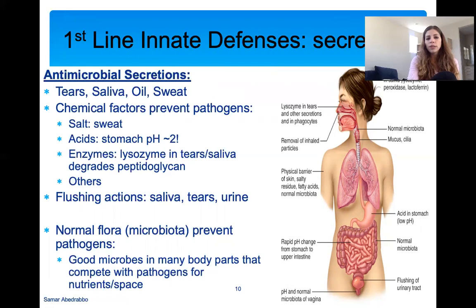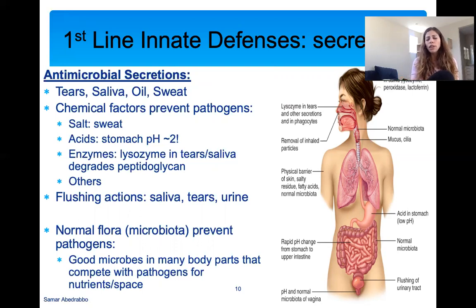And also when we look at sweat, for example, sweat is very salty. And remember, we learned that most bacteria don't like growing in hypertonic environments. Your stomach is very acidic. This also inhibits a lot of organisms because most organisms are neutrophils and are killed by acids. And then saliva, tears, and urine also play a role as flushing actions. So when you cry, you get rid of any potential infection you could have had in your eyes. Saliva also is always constantly getting rid of stuff.